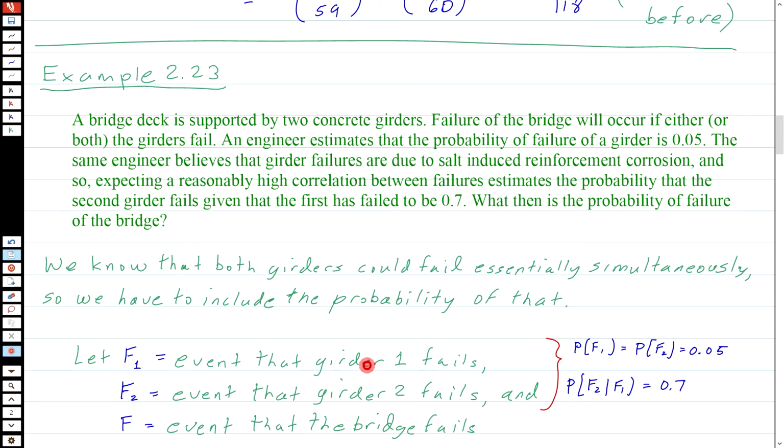So let's let F1 be the event that girder 1 fails, and F2 be the event that girder 2 fails, and let's let F be the event that the bridge fails. So we know from the given information that the probability of F1, girder 1, is equal to 0.05, and the probability of F2 is also equal to 0.05. So 5% probability of failure of either of these girders. We're also told that if one of the girders fails, the probability of the other one failing increases significantly to 70%.